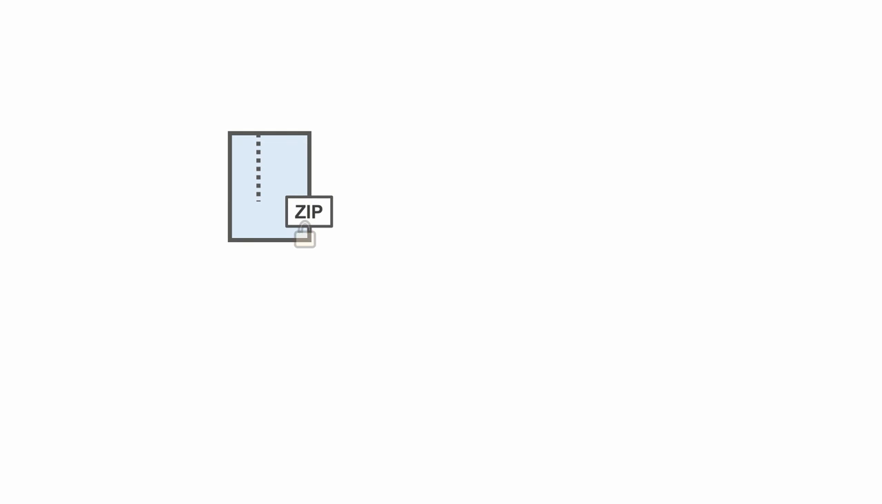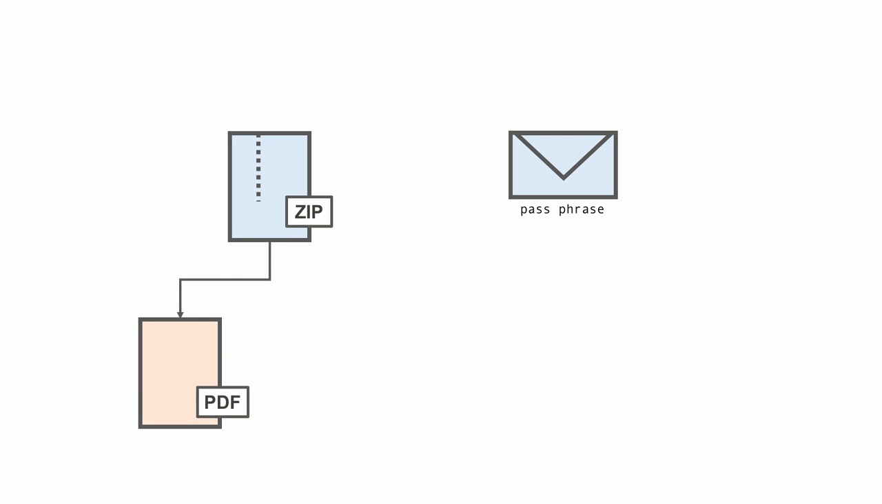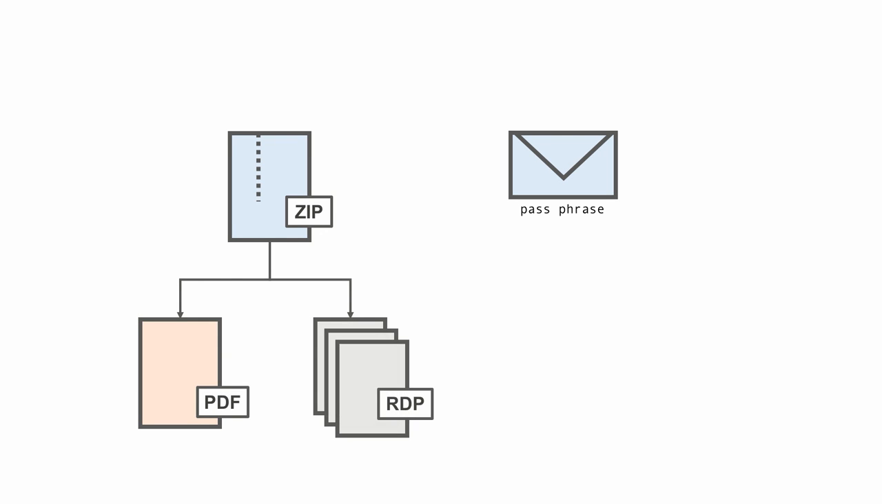First, you'll receive your Welcome Kit in an email as an encrypted zip file. The zip file is encrypted, but don't worry, the passphrase will be sent to you in a separate communication. Once you've extracted the zip file, you'll notice that there are several files inside, a Welcome Kit PDF, and several RDP files. I'll briefly go over the Welcome Kit PDF, and I'll touch on what the RDP files are used for later in this video.